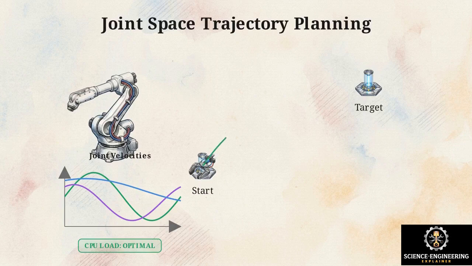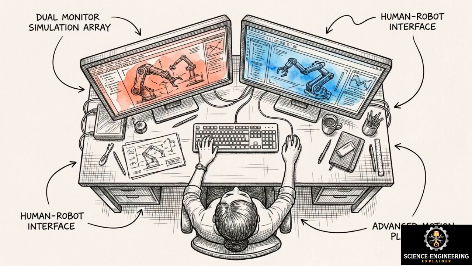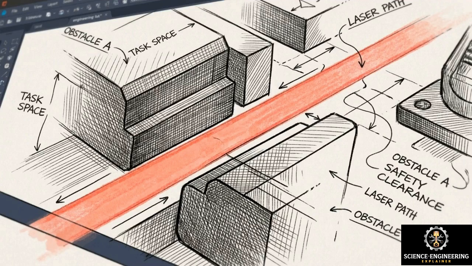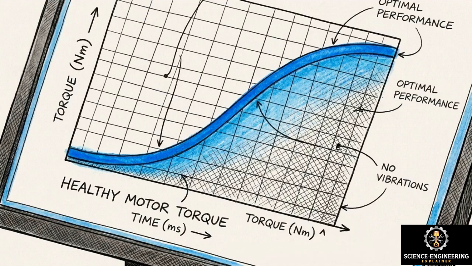But prioritizing the joint space sacrifices spatial strictness. Because each joint accelerates independently along its own polynomial, the physical path of the end effector deviates from a straight line, sweeping through the workspace in a wide, unconstrained curve. Motion planning requires engineers to constantly weigh these factors, the operational demand for strict spatial predictability in task space, against the computational efficiency and actuator health provided by joint space.